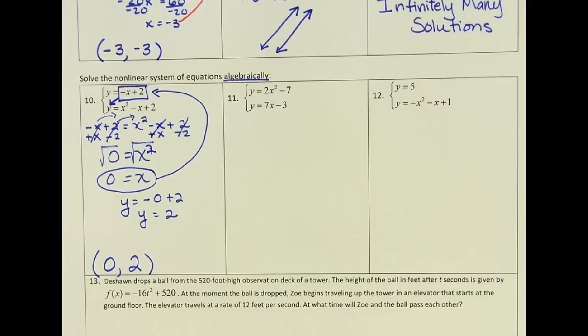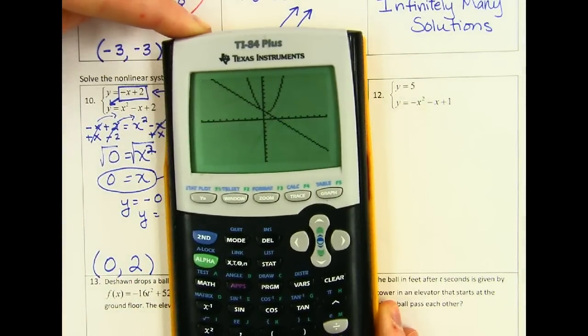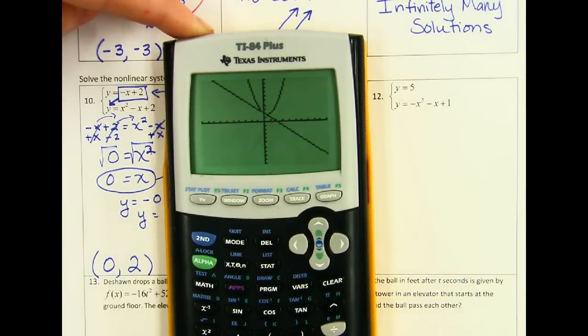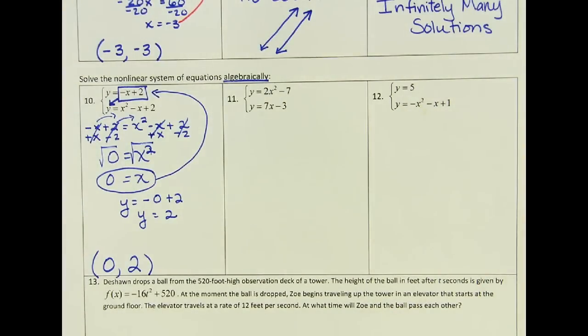Now I need you to visualize what this actually means. So if a quadratic has one touch of a line, this is what it looks like on the graph. So you can see here, this is (0, 2). So this is one solution. And we did it algebraically. We did not have to graph it.